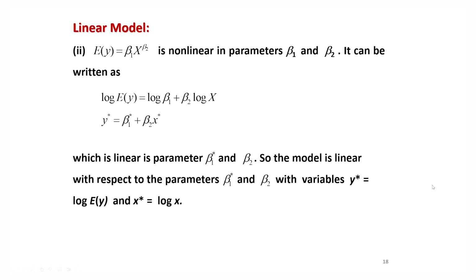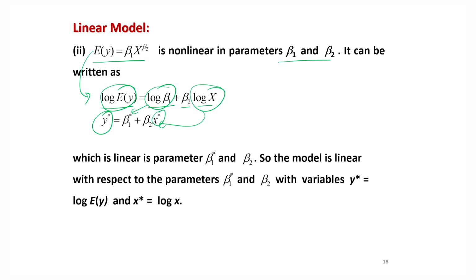Similarly, take another model, where the expected value of y is equal to beta 1 times x to the power of beta 2. This is non-linear in parameters. But if you make certain transformations, then it is possible to convert it into a linear model. For example, if you take a log on both sides, it becomes log of expected value of y is equal to log of beta 1 plus beta 2 log x. This can be written as y star for log of expected value of y, beta 1 star for log of beta 1, and x star for log of x.